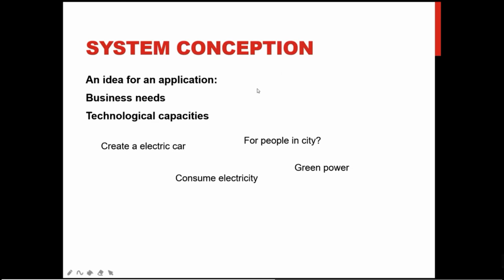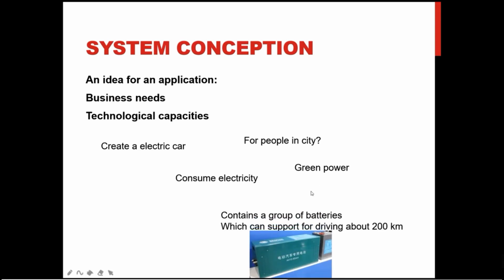And for the system conception, in this stage, we will have an idea for an application. We will consider the business needs, and it means why do we need to develop this software, and some technical capacities.